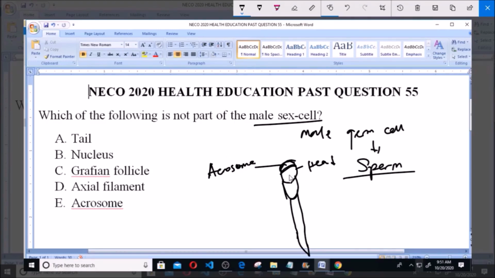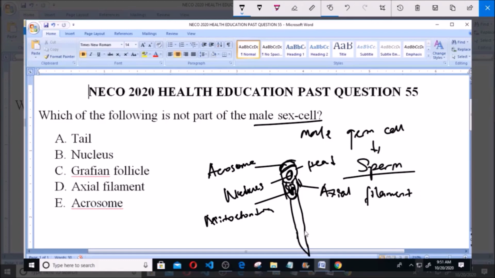Here contains the nucleus. This is the nucleus of this sperm cell. Here contains the mitochondria that provides energy for this sex cell. Also here you'll find the axial filaments, which are situated over the centrioles, and this is the flagellum, that enables it to swim or move.